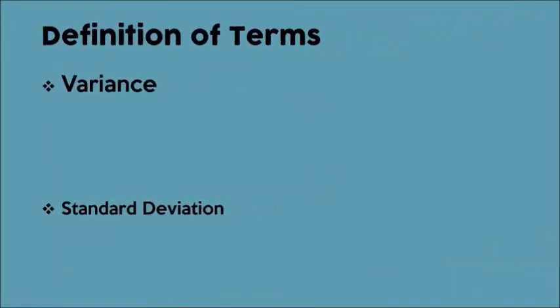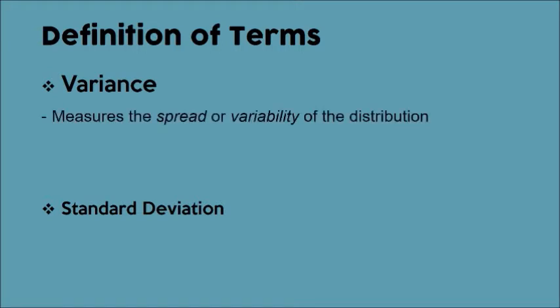Now let's talk about variance and standard deviation. Another feature of a random variable's probability distribution that we want to examine is variability. So a variance is used to measure the spread or variability of the distribution. Variability is a term that refers to the characteristic of dispersing from the mean or average of the random variable.